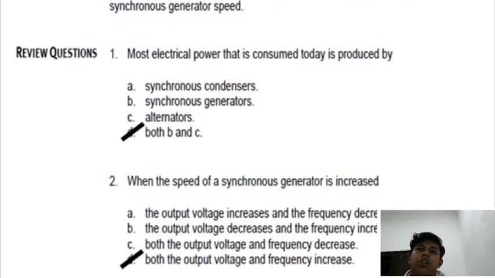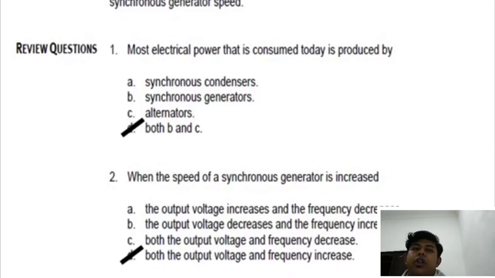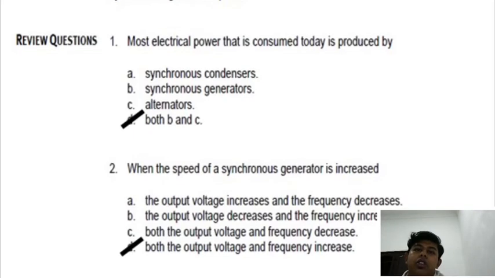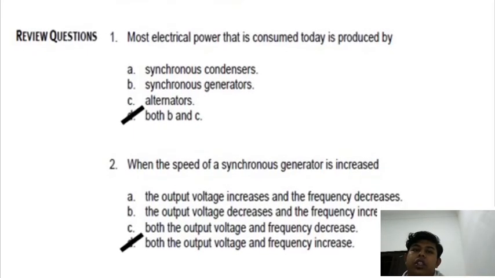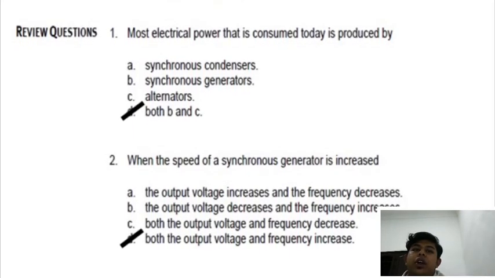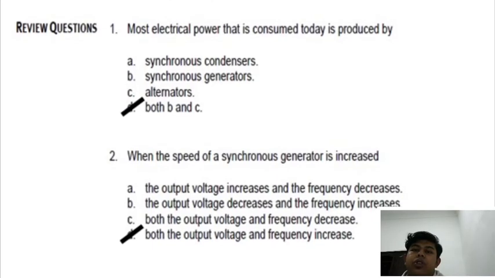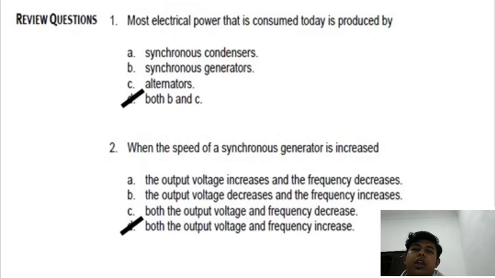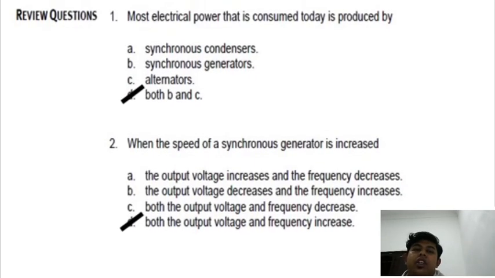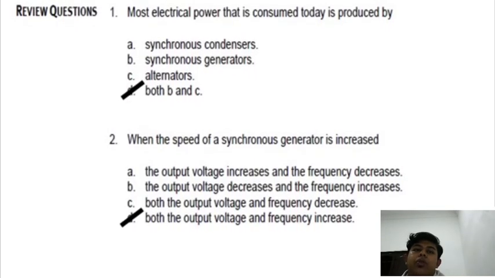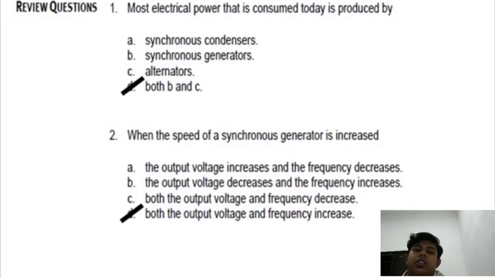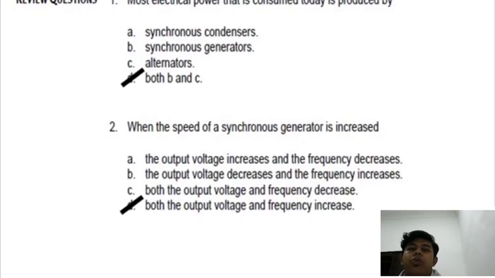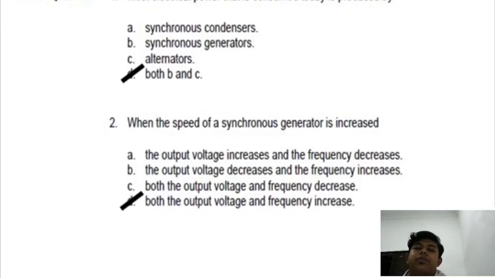Okay. Question number 2. When the speed of a synchronous generator is increased, A. The output voltage increases and the frequency decreases. B. The output voltage decreases and the frequency increases. C. Both the output voltage and frequency decrease. And D. Both the output voltage and frequency increase. So, the answer is D. Both the output voltage and frequency increase.